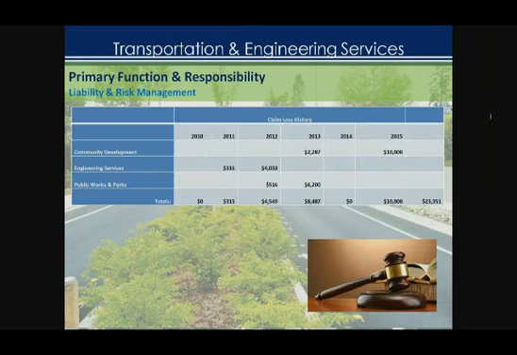So how are we doing? Here's a quick table that shows our claim loss report for the last 6 years, I think. For us as a department, our claim loss history is under $24,000. Engineering services specifically is under $4,500.